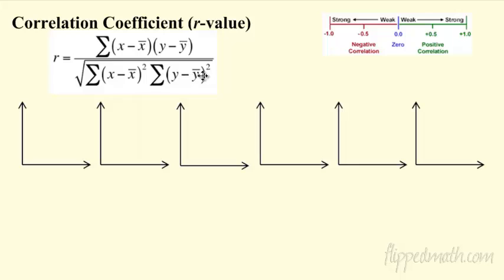This is also called Pearson's R value. So you're going to see either way, R value or correlation coefficient. This is the formula. Don't write that down. That thing's a monster. That thing's a mess. So this is how you would actually do it.